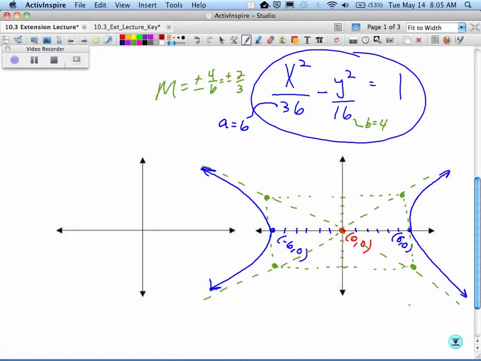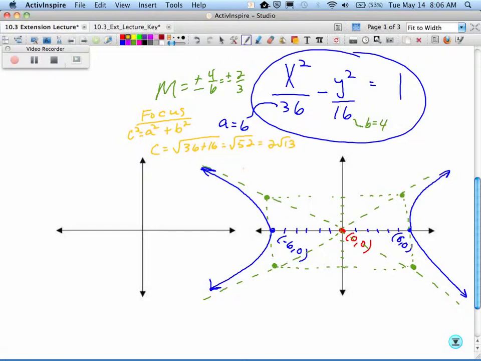And then the focus we talked about. What's the little formula for focus? C squared equals A squared plus B squared. So C will be the square root of 36 plus 16, which is the square root of 52. Can we do anything with that? We could call that, to be exact, or simplify, 2 root 13.